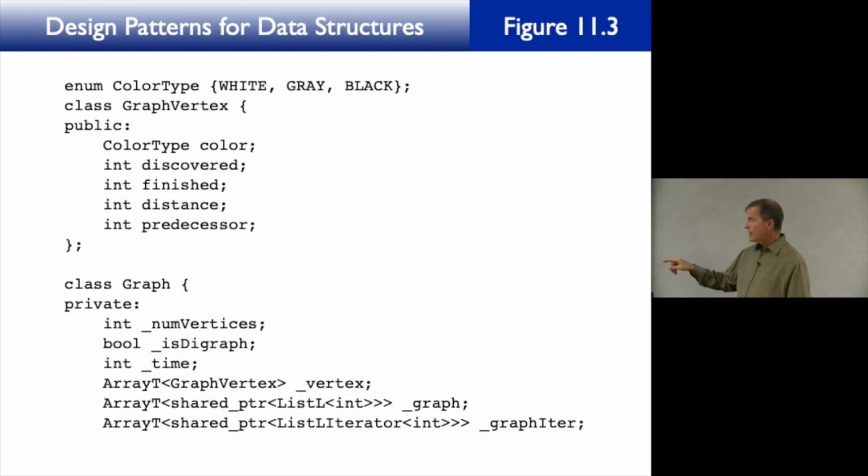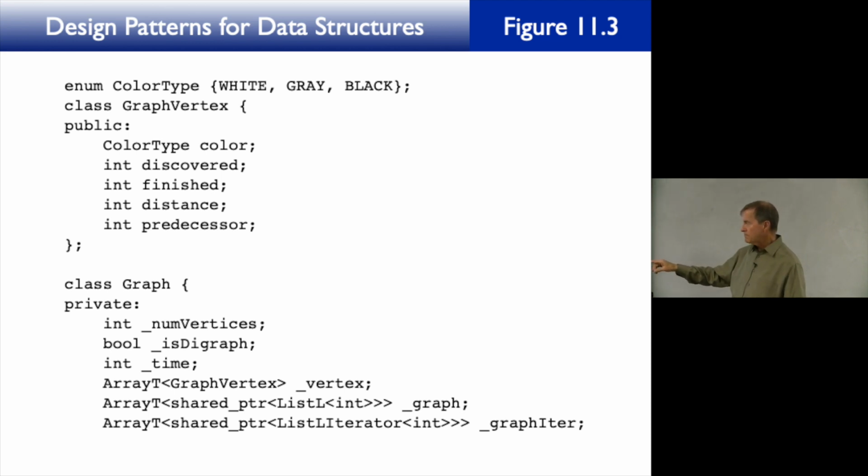So now let's take a look at class graph. We have an int num vertices. Now you know what that is. The program asked us for that at the beginning: how many vertices? It was 6 in our example. Bool is digraph asks us whether it's a digraph or not. You with me? Int time is the time for our algorithms so that we can see the trace through of our algorithms.